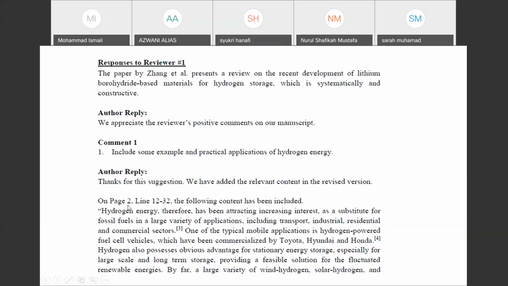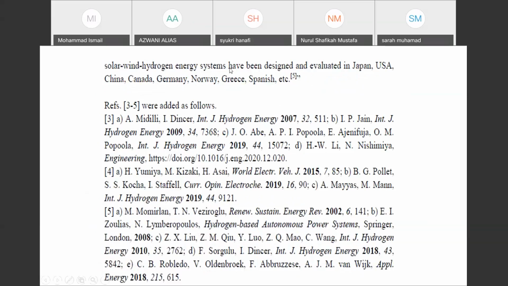Please write in detail what we have amended or added in our manuscript. In this example, we can see that the author has explained in detail what they have added, changed or amended. On page 2, lines 12 to 32, the following content has been included. Very detailed and very polite. Solar wind hydrogen energy systems have been designed and evaluated in Japan, USA, China, Canada, Germany, Norway, Greece, Spain, etc., and they put in the references. Please give very detailed answers on what we have changed or added in our manuscript in response to the reviewer's comments.